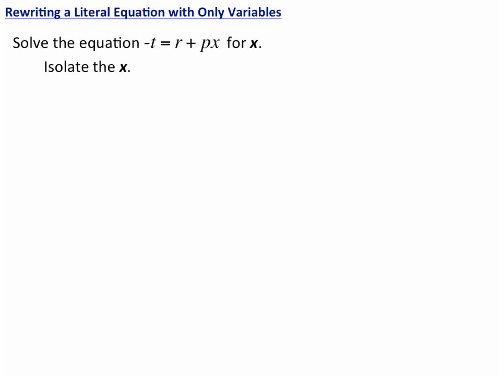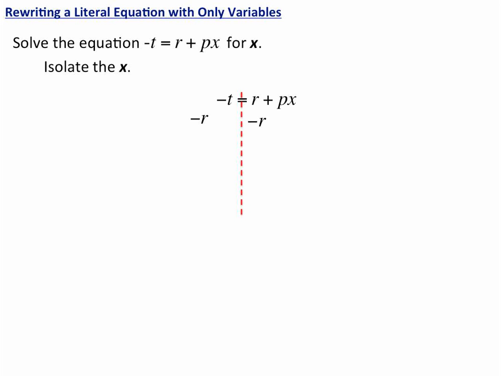So solve negative t equals r plus px for x. I've got to get the x all by itself. Notice the x is over here on the right with a p stuck to it. Before I can divide by p, I've got to get rid of that r. So to move that r, I would just subtract an r from both sides. When I do it to the left, I've got to do it to the right.